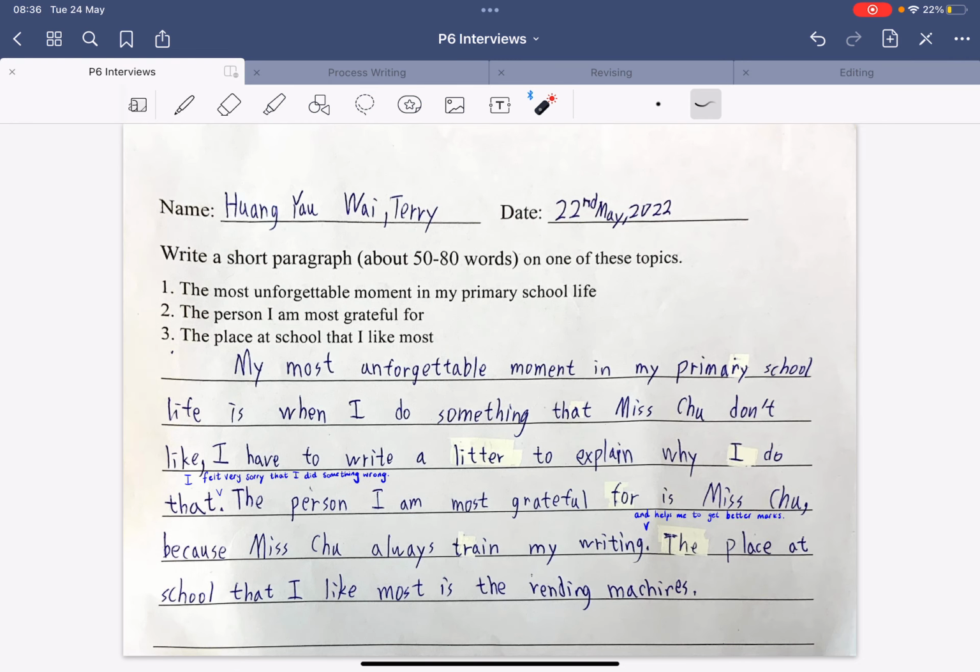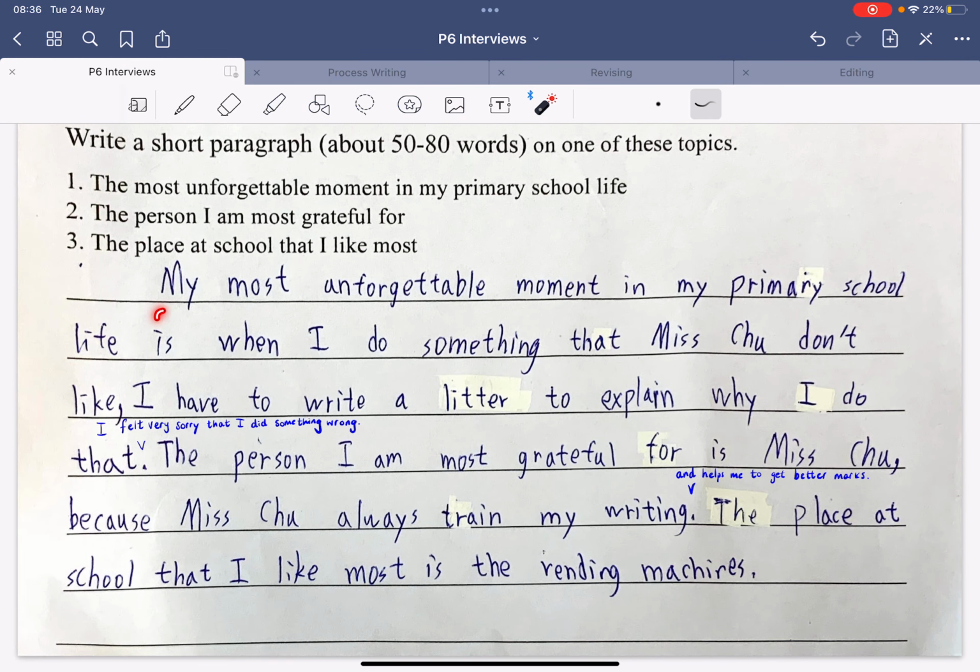Let's do it. Alright. My most unforgettable moment in my primary school life is when I do something that Miss Chu don't like.